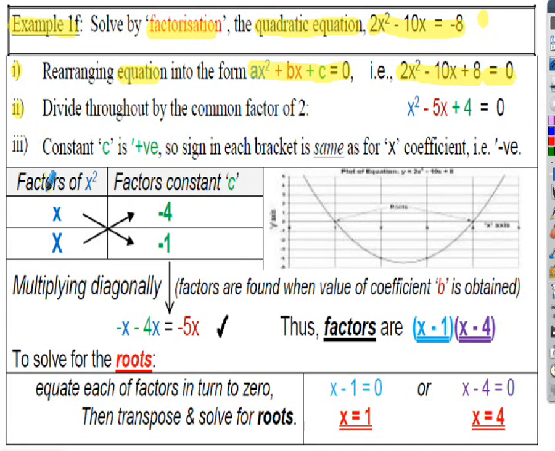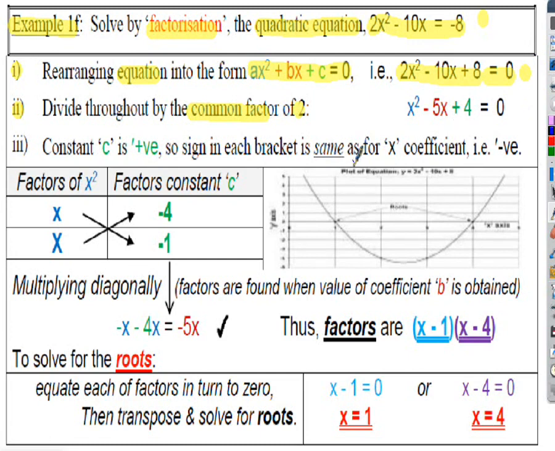Step 2, we need to consider the equation and see if there are any common factors that we can divide throughout by to simplify the numerical work. And there is in this case. There is a common factor of 2. Each of the terms in this equation can be divided by 2 to simplify the numbers.